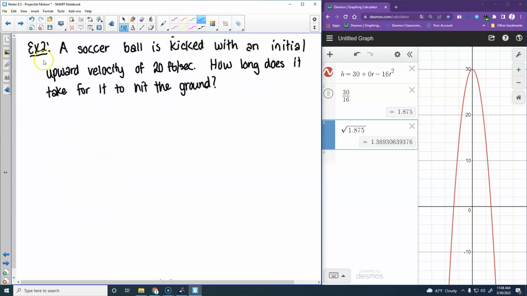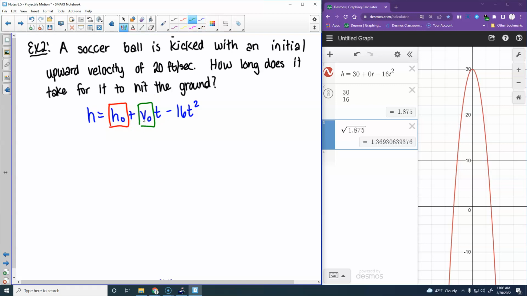All right, let's do another example. All right, a soccer ball is kicked with an initial upward velocity of 20 feet per second. How long does it take for it to hit the ground? So let's think of that equation that we had on the last slide. It's h equals h sub 0 plus v sub 0 t minus 16 t squared. So really what you have to do to get your equation is plug something in for your h sub 0 and something in for your v sub 0.